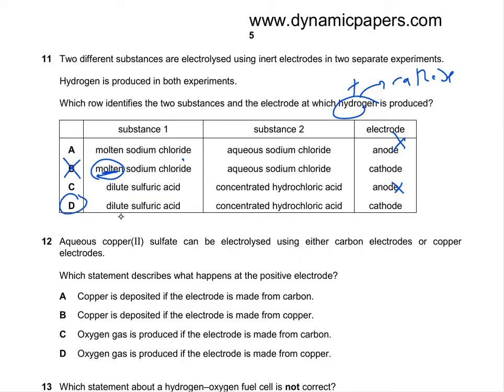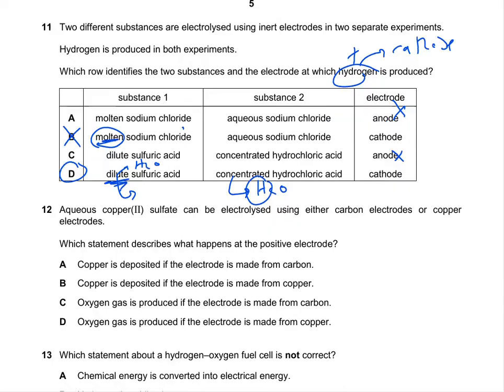Substance A in D is dilute sulfuric acid, so it contains hydrogen ions. As it's dilute, it contains water, so it contains hydrogen ions. Concentrated hydrochloric acid is concentrated, so it contains water, so it contains hydrogen ions. So hydrogen will be produced in both substances in D, and it will be produced at the cathode as it's positive.